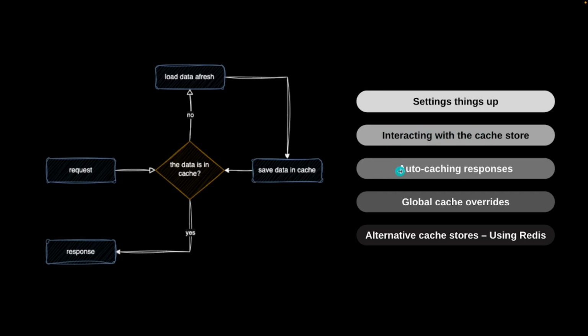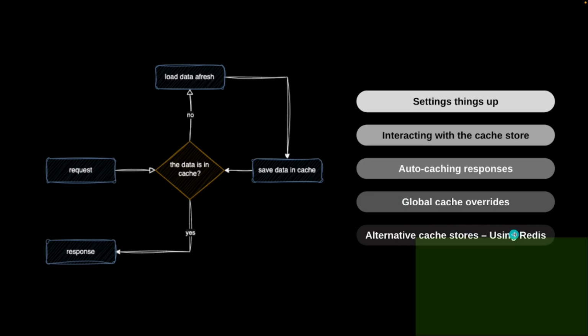After that, we look at auto caching of the responses. This is going to save us, minimize the amount of code we need to write to implement caching for the APIs. And then we look at how to override some defaults that are set in the caching configuration. Finally, we are going to take things a step further by using Redis as our cache store. That is Redis for the caching. Okay, with this in mind, let's dive into the code.